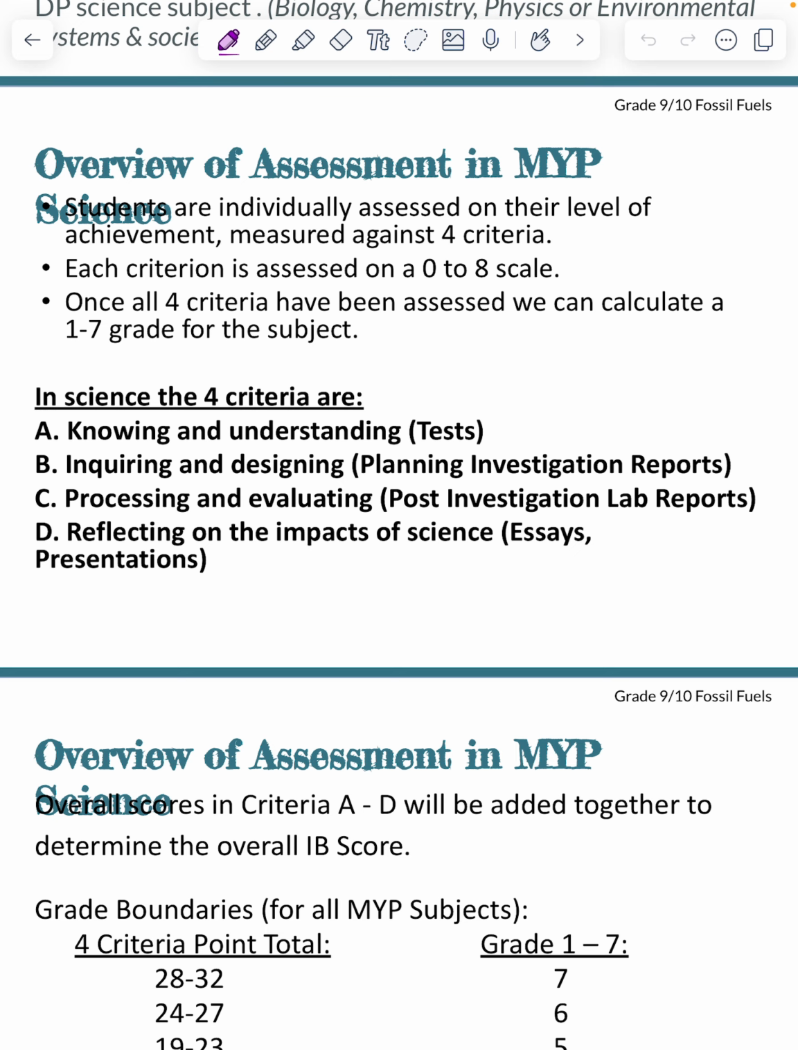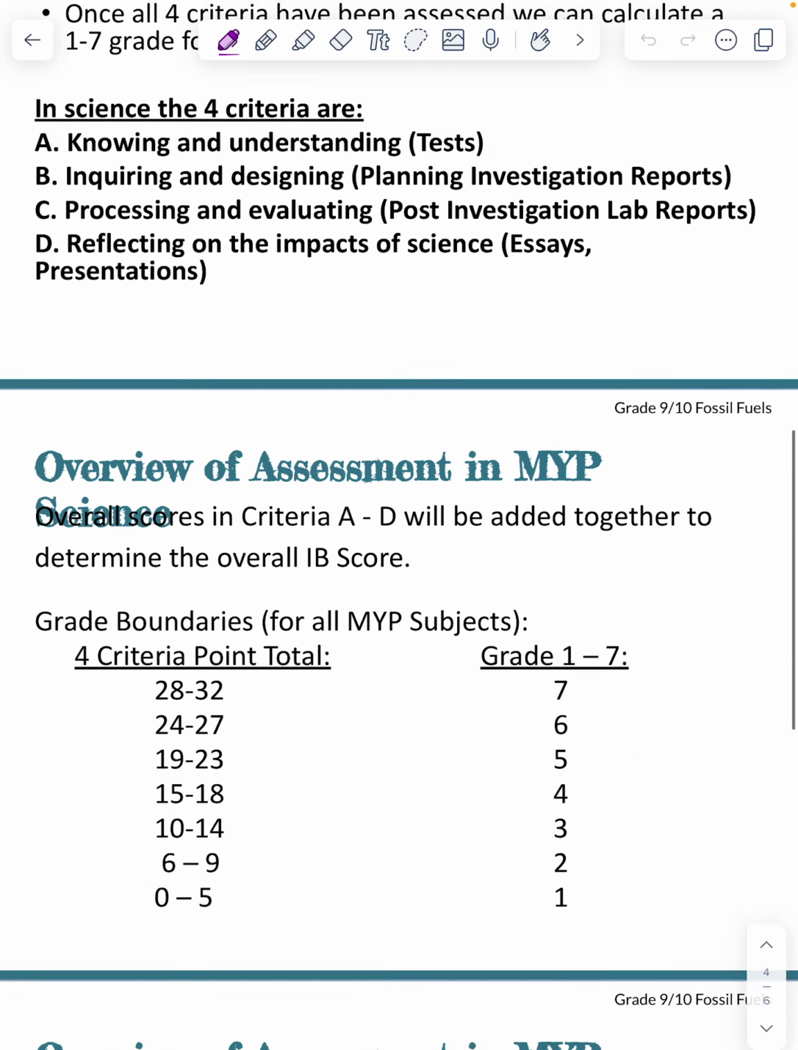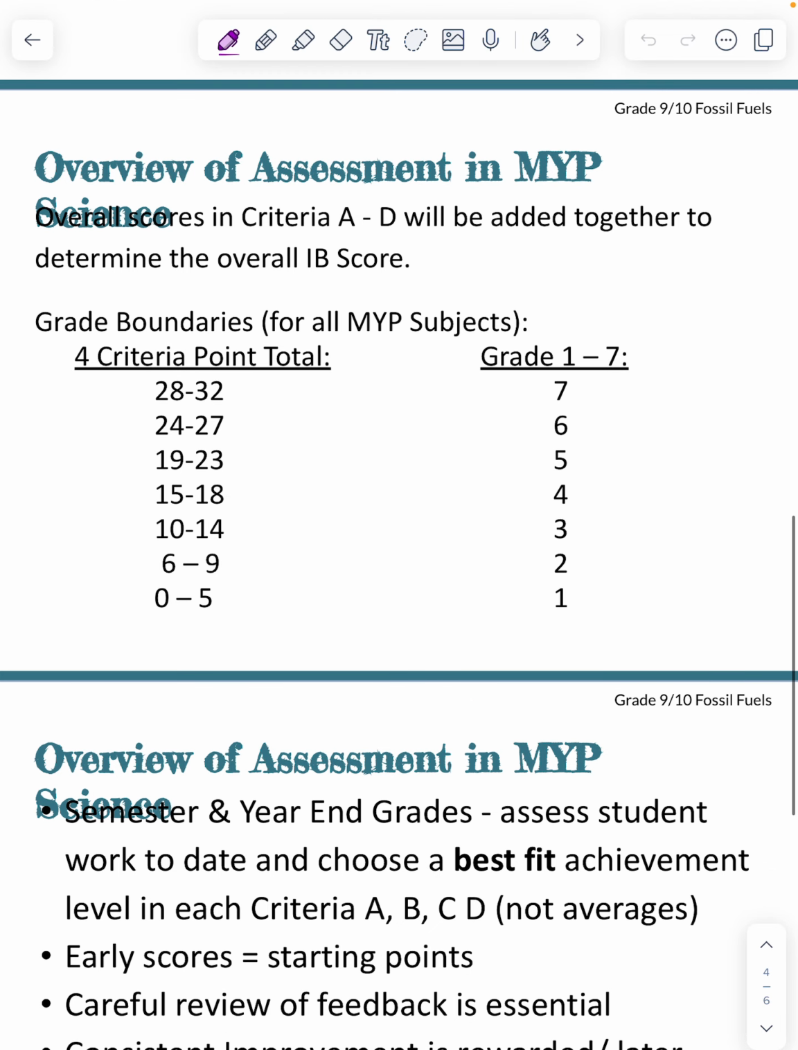Criterion D can be assessed with different types of final products, whether they be essays or presentations or conversations even, but it's looking at the impact of science on the world and on different aspects of our world. So it could be looking at environmental impacts or societal impacts, cultural impacts, ethical implications of science. So those are the 4 different types of things you will be formally assessed on with summative assessments.